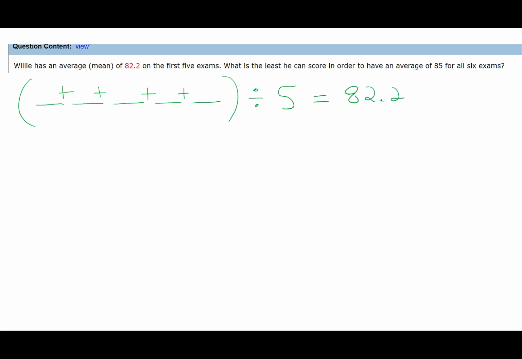Now write this as an equation. It would be x divided by 5 equals 82.2. We're going to take this equation and solve for x. In this equation, x equals the sum of the first 5 exams. And so to find that sum, you'd multiply 5 to both sides so that x equals 411.